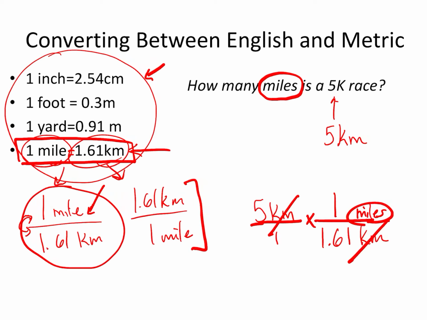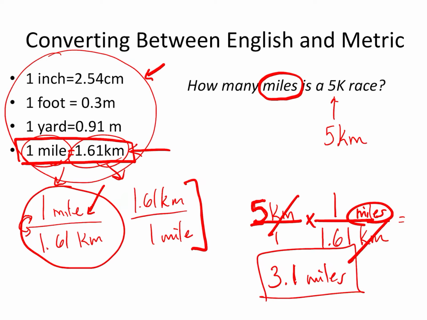So now let's look at our numbers. We have 5 times 1 over 1.61. So that's division. So 5 is going to be divided by 1.61. So I'm going to go ahead and do that on my calculator here. Okay, so 5 divided by 1.61 is 3.1. 3.1 miles, because I have miles left. They didn't cancel out.